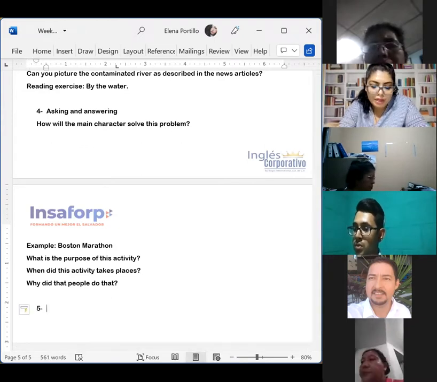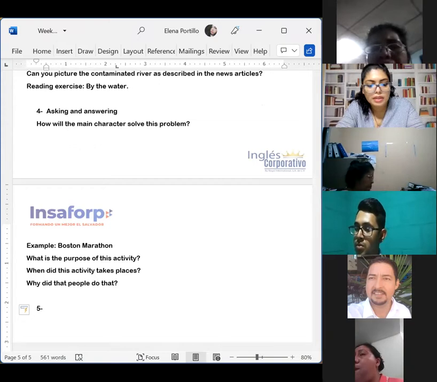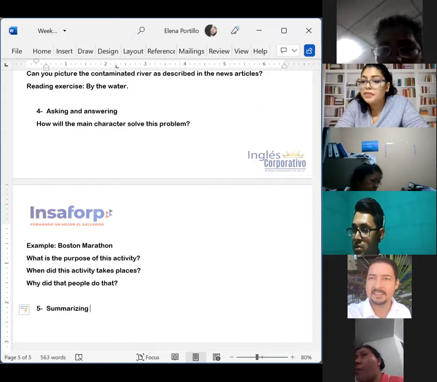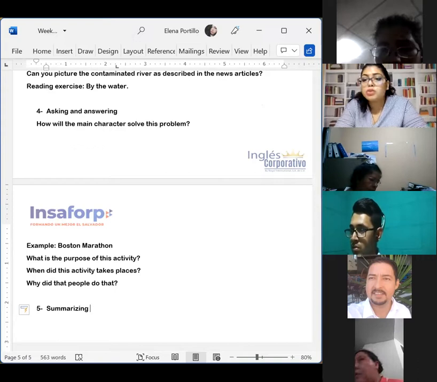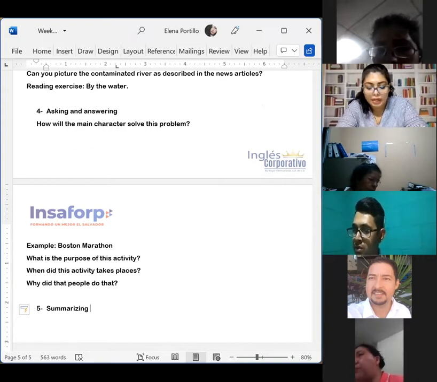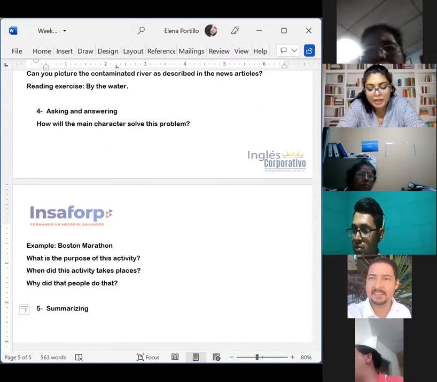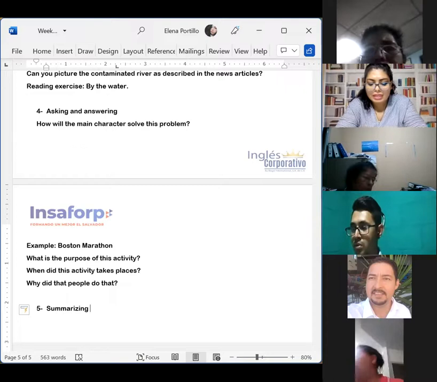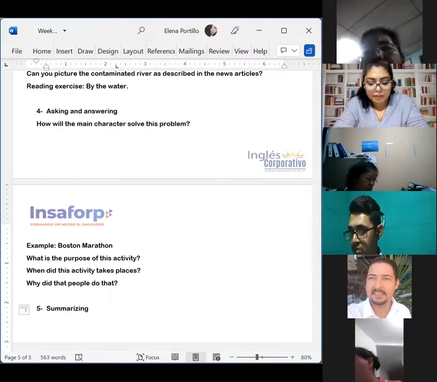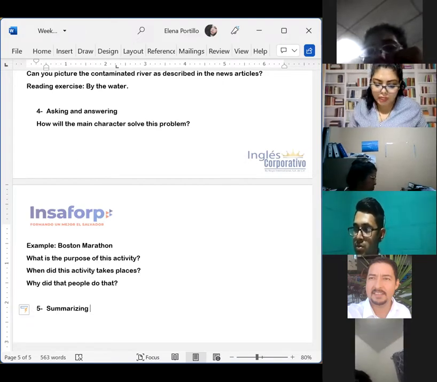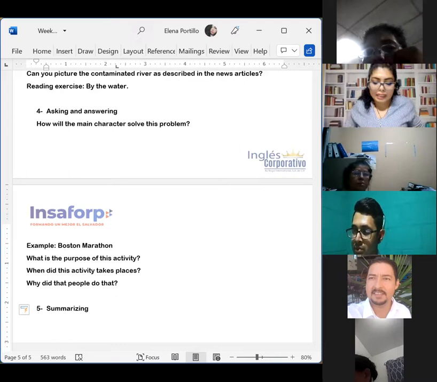We have this number five that is summarizing. After the reading, people should be able to summarize what they have read. This may be a short oral summary or a full paragraph. Summarizing includes a very important skill, getting the gist. What was the main point in the story? Summarizing is not retelling everything that happened as it happened.